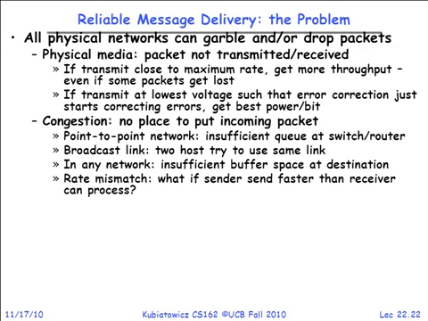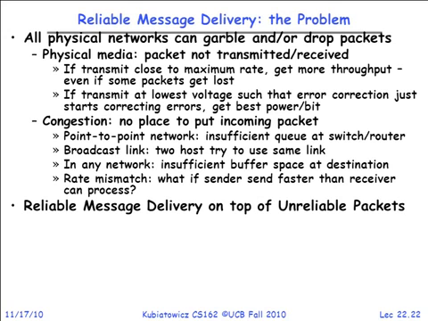And there are lots of places where congestion can come into play, like a point-to-point network. You might have an insufficient queue at the router. Or a broadcast link, where 2 hosts try to use the same link. Or insufficient buffer space. Or rate mismatch: the sender is sending faster than the receiver can receive. These are all reasons why you have to drop packets or do something else, and you could consider that a form of garbling. So how do we get reliable message delivery? What's the simplest way to get reliable message delivery?